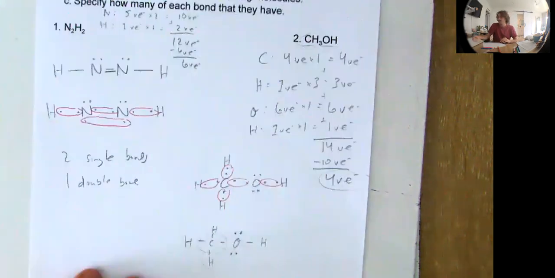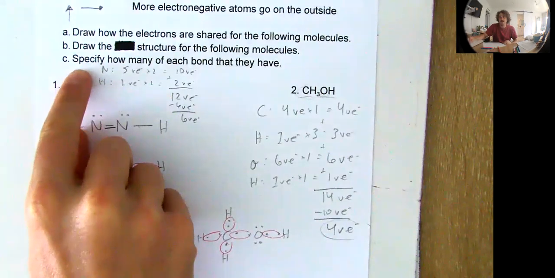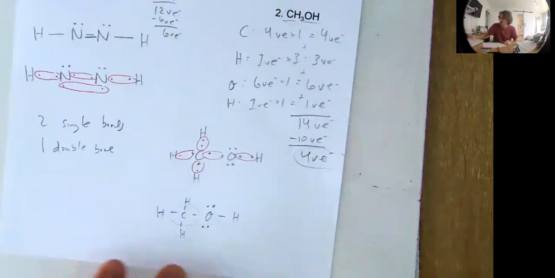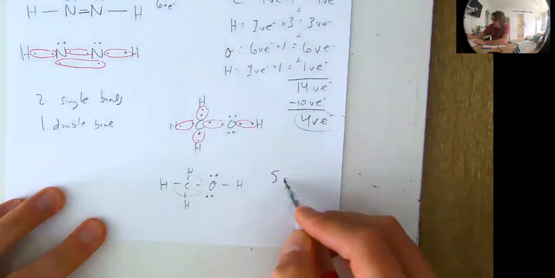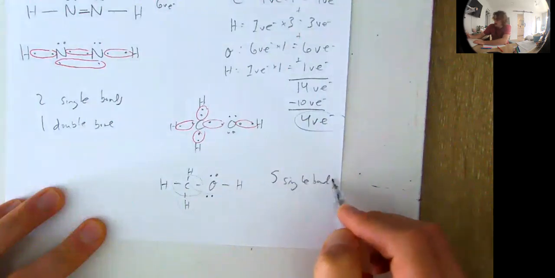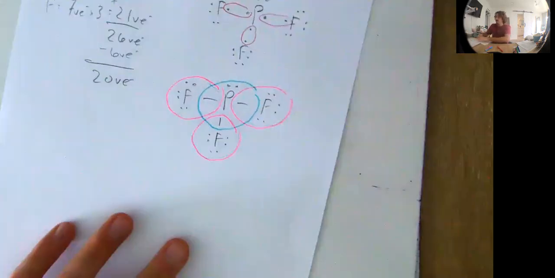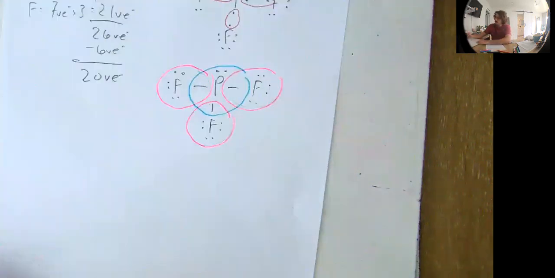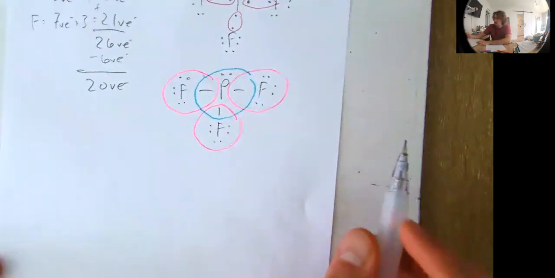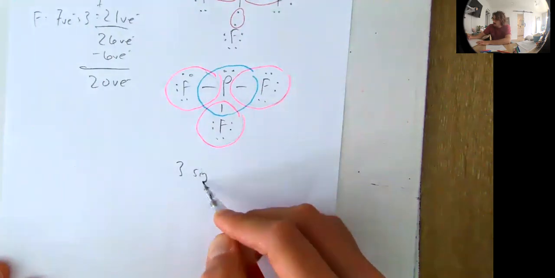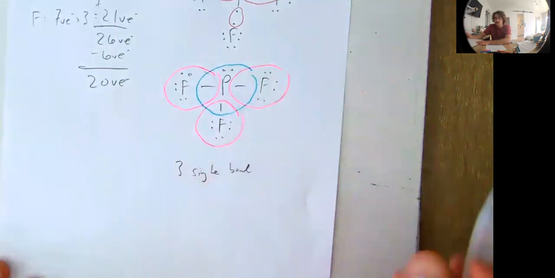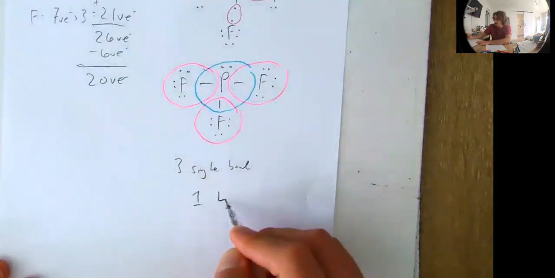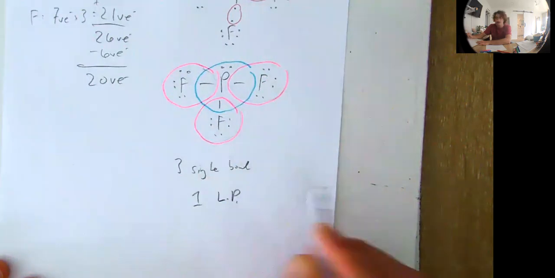Okay, I just realized that I forgot to do C, which is specify how many of each bond that they have. So let's go back to this problem and count how many bonds there are. So it looks like there's 1, 2, 3, 4, 5 single bonds. 5 single bonds. And you got to write that out. And then this one right here, it looks like there's 1, 2, 3 single bonds. 3 single bonds. And look, there's a pair of electrons connected to the central atom. So we're going to write that as one lone pair of electrons connected to the central atom.